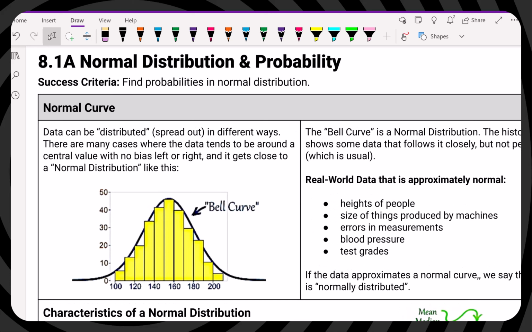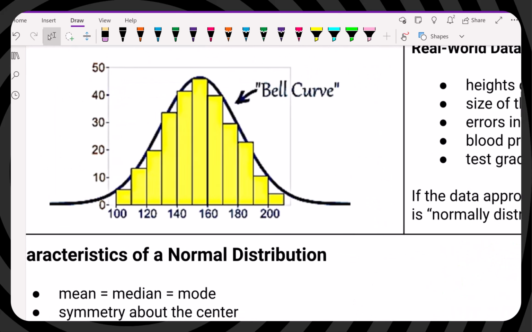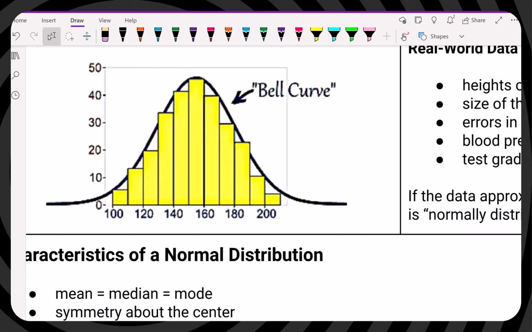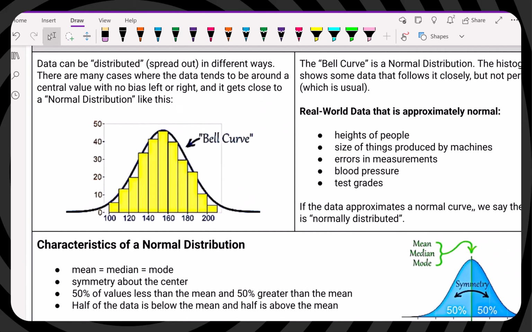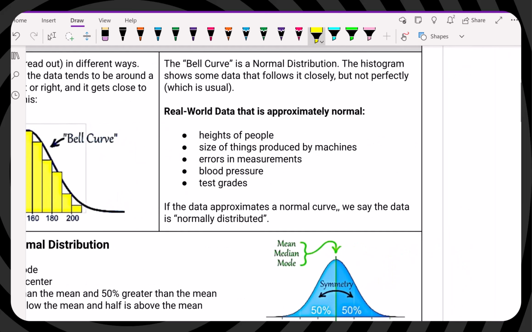So you may notice that some of the content in the notes right here happens to be from chapter 9. You can see right here that you have symmetric data. We have talked about the bell curve, and it just so happens that the bell curve models a normal distribution. So whenever you see something that we had previously called symmetric, and don't worry, it still is symmetric, we call that normally distributed, okay? Things in the real world that are typically normally distributed would be the heights of people, the size of things produced by machines, errors in measurements.